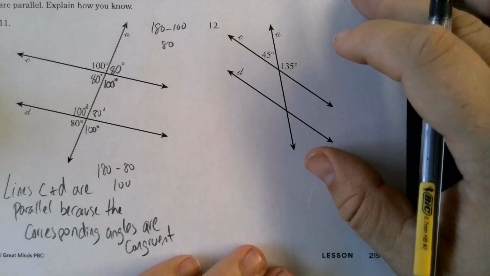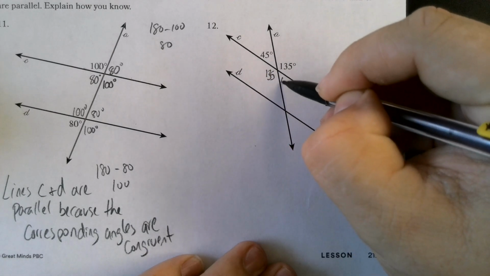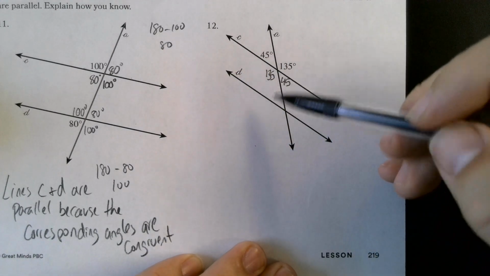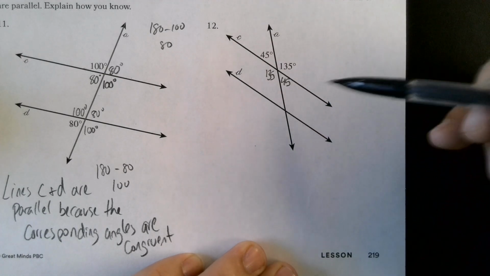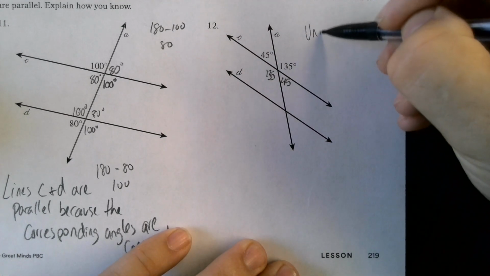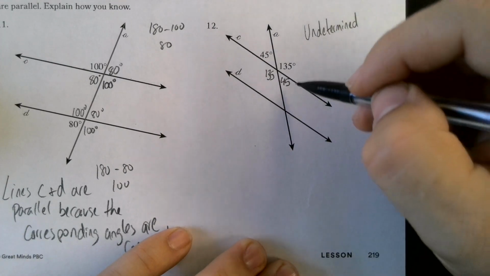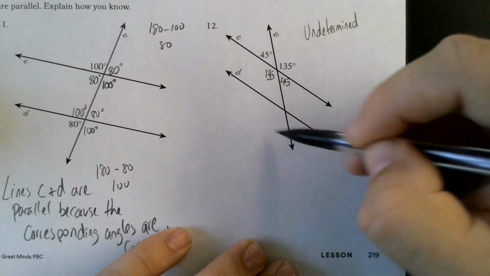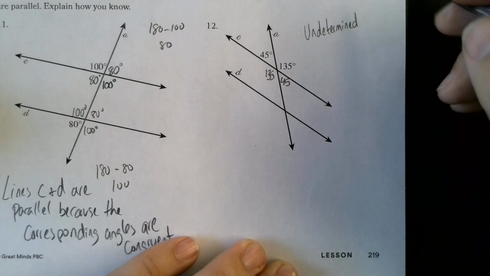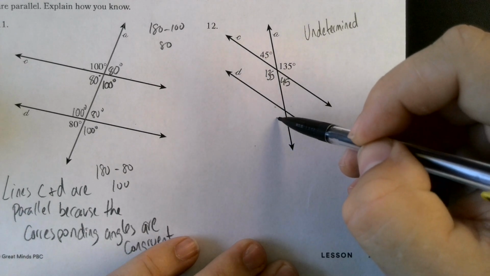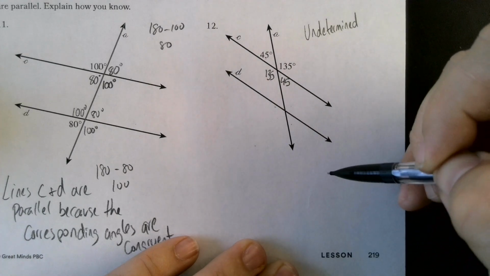For instance, if I'm looking at this right here, I know that because of vertical angles, this is 135 and this is 45. However, I have no information on what any of these are. So we can't say whether they are or not. We would simply say undetermined. It's undetermined because we do not know the rest of the angles here. We can't compare. We can't see if they're corresponding. Don't just write 45, 135, 135, 45 and say, oh yeah, they're parallel. There's nothing that tells us what these measurements are.